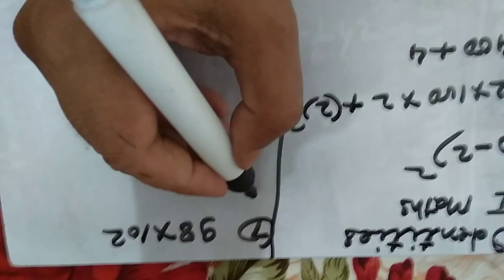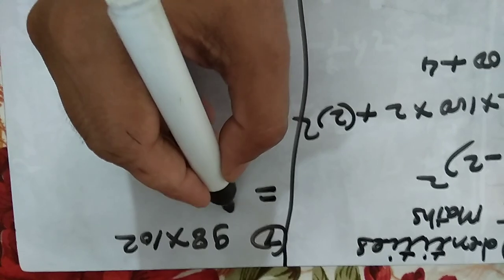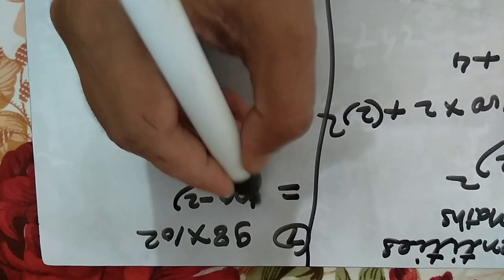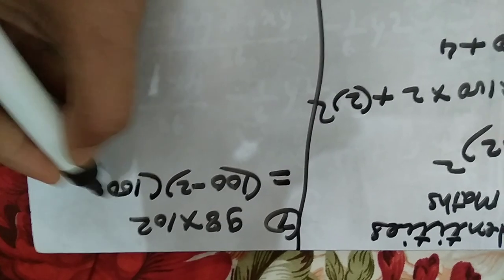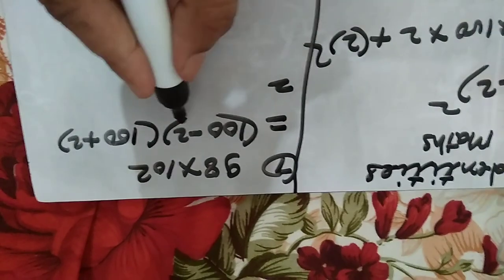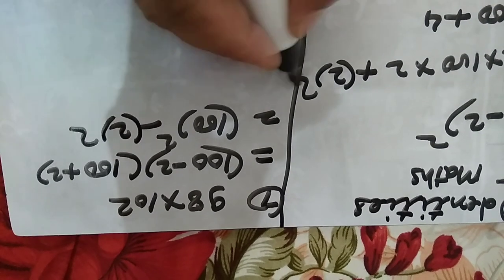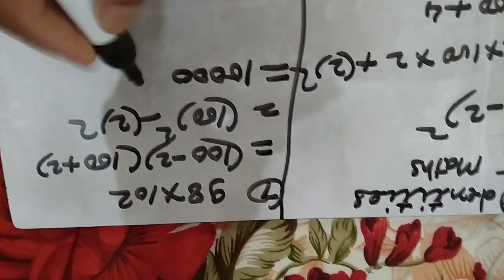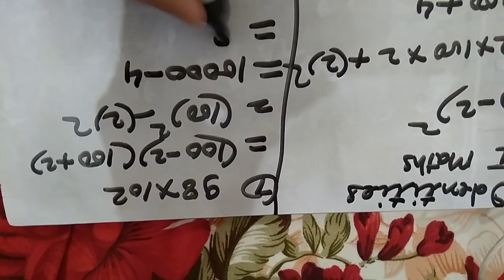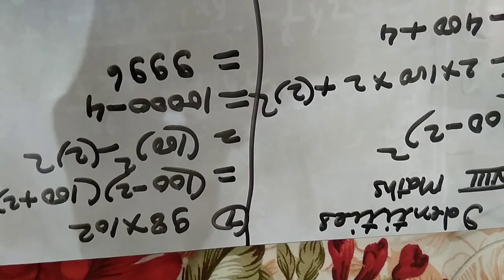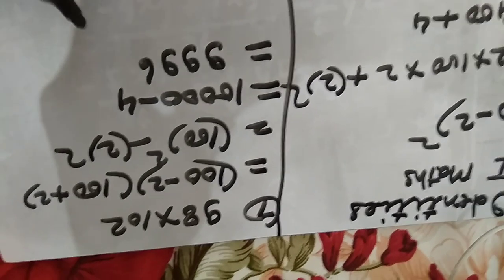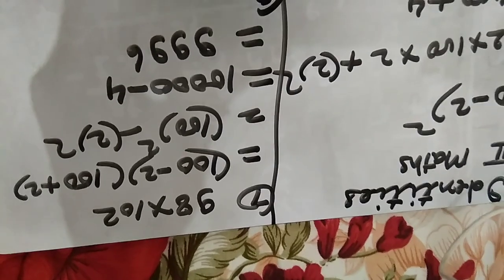The next, some more questions. We have to find the product of 98 into 102. So students, we will write 98 as 100 minus 2 and 102 as 100 plus 2. It becomes (a minus b) (a plus b), which means a square minus b square. So this will be 10,000 minus 4, and after the subtraction, we will have the result 9,996.